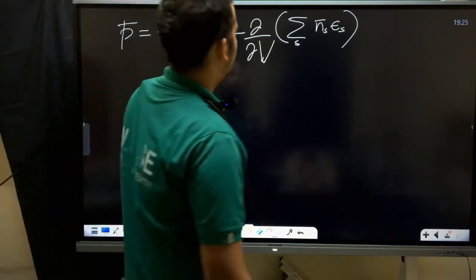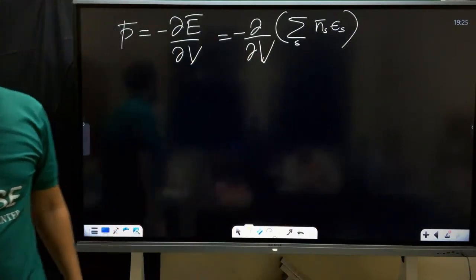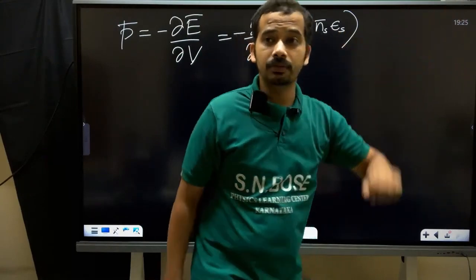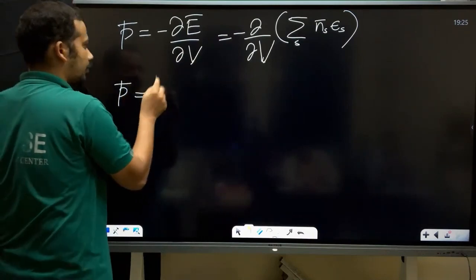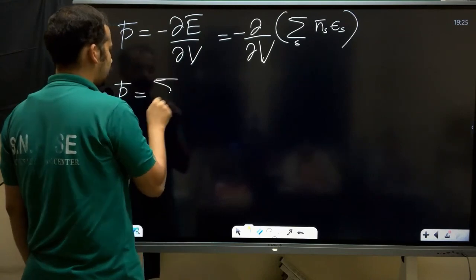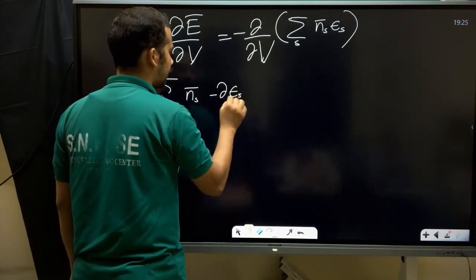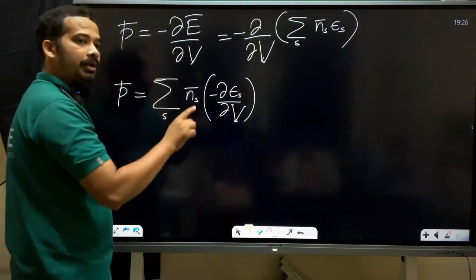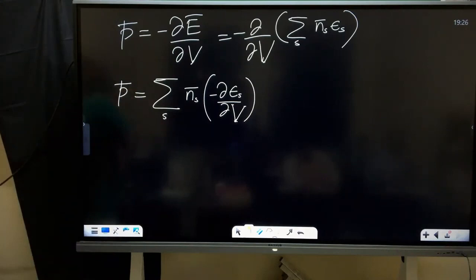Now look here, this NS mean, the average number of particles, doesn't actually depend on volume. The individual single particle energy levels depend on volume. That's why this goes inside. So the average pressure of the quantum gas is equal to minus summation over NS mean into minus dou ES by dou V. The single particle energy level depends on the confinement region. That's why this derivative exists.